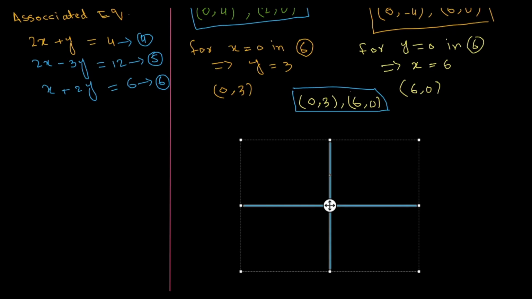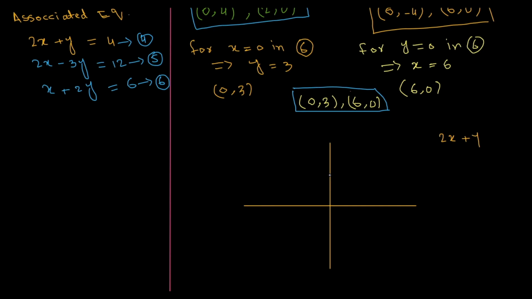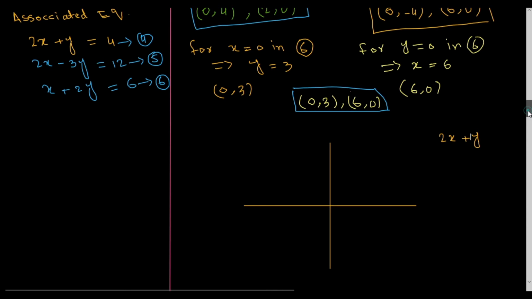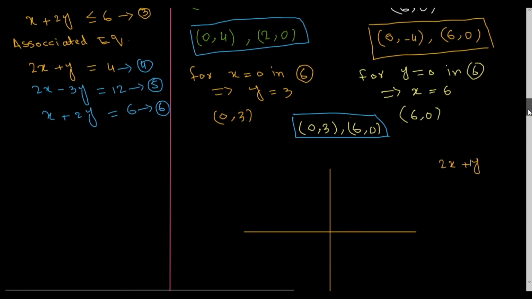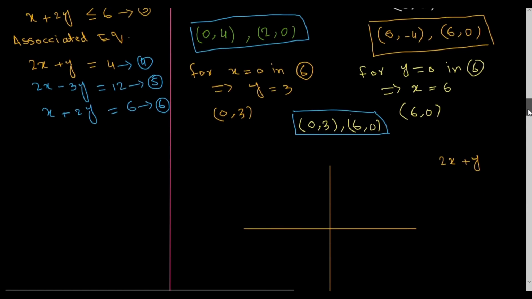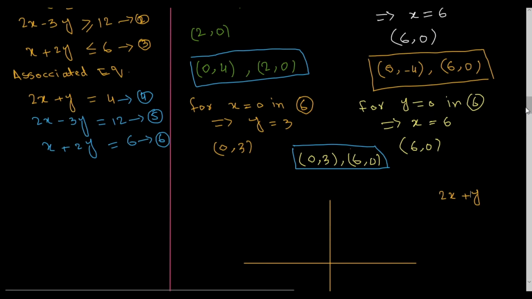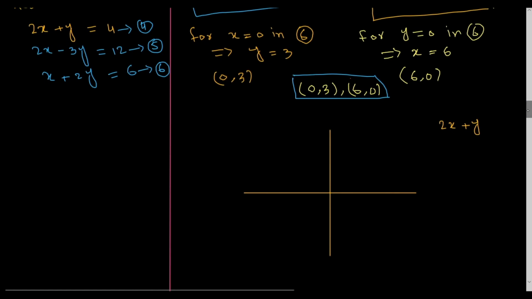Okay, so the first inequality is over here. If I write the first inequality, which is 2x plus y, is less than or equal to 4. Yes, 2x plus y is less than or equal to 4.